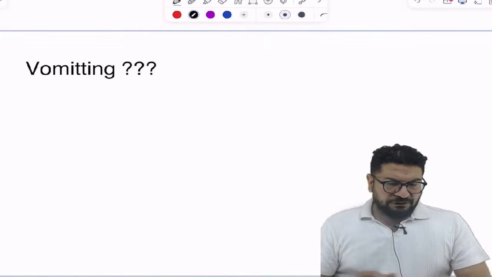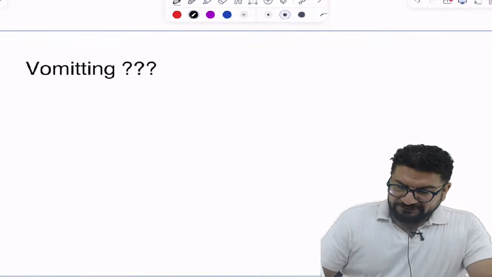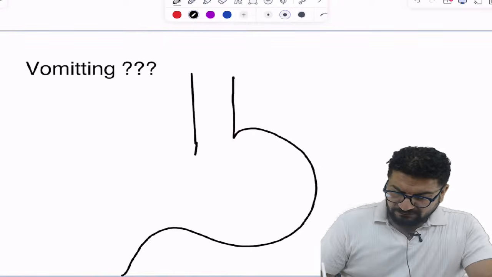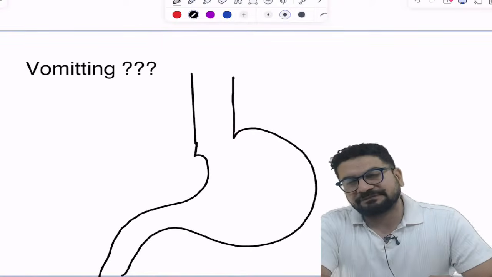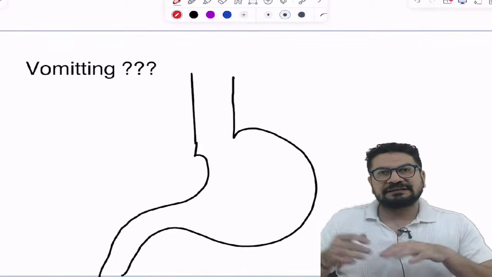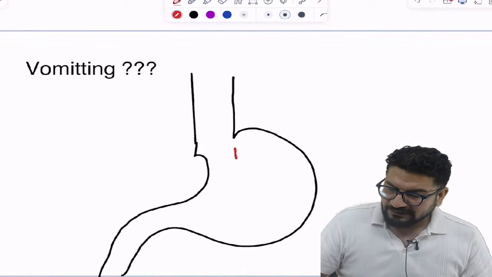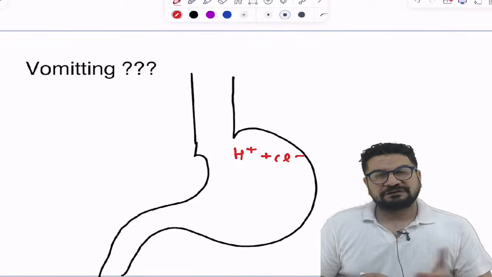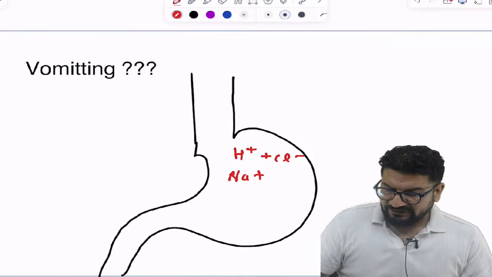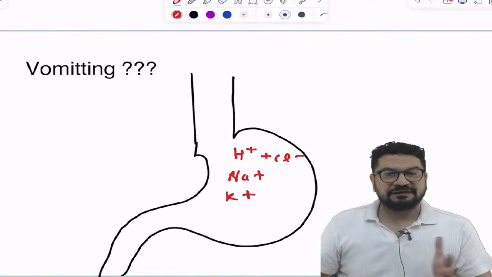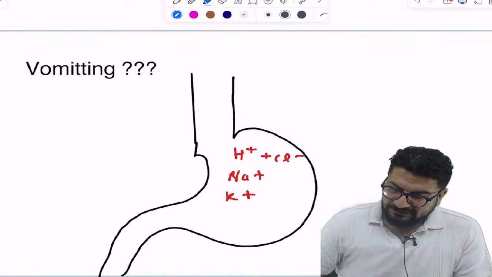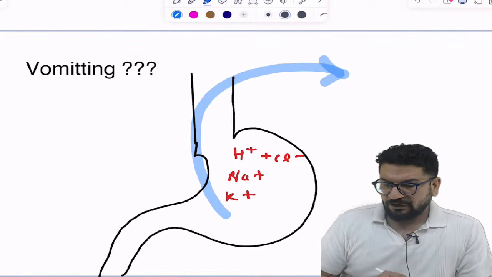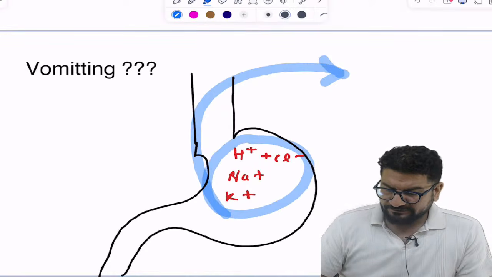Okay, then they ask you a question on vomiting, meaning what will happen if a person is vomiting. So understand this thing. Vomiting means expulsion of food content. Inside the stomach what do we have? HCl. I am writing HCl like this, H positive plus Cl negative. What else do we have? We have sodium ion, we have potassium ion. So all these things are in the stomach. Whenever a person is vomiting, these things are being removed. So what will happen?